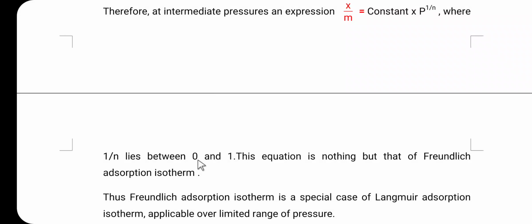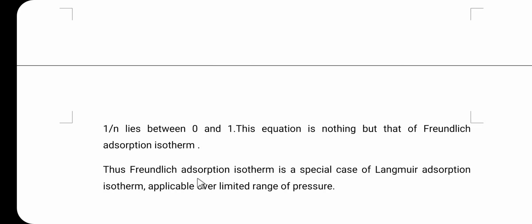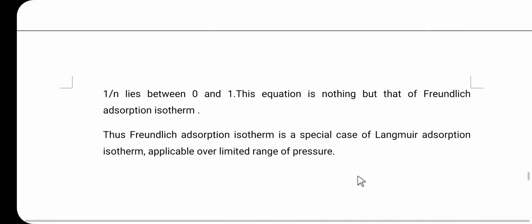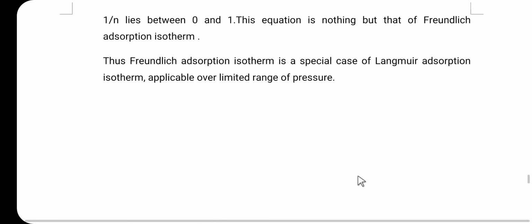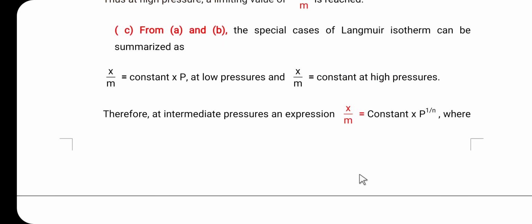Here 1 upon n lies between 0 and 1. Once again we know that n is the empirical constant in the case of the Freundlich adsorption isotherm. This equation is nothing but the Freundlich adsorption isotherm. Thus the Freundlich adsorption isotherm is a special case of the Langmuir adsorption isotherm, applicable over a limited range of pressure. So friends, this is about the Langmuir adsorption isotherm.